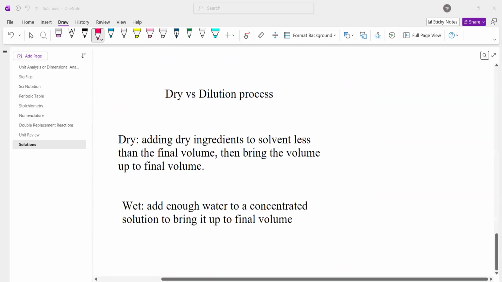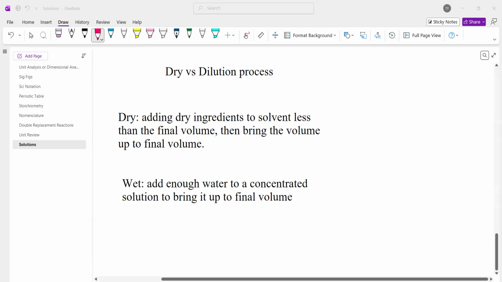All right. So, the dry process, we're adding dry ingredients to solvent less than the final volume. And then we brought it up to final volume after the dry stuff dissolved. The wet one is we're going to add enough water to a concentrated solution to bring it up to final volume. Now, it may seem easier. Well, you overcome that problem of Archimedes' principle where when you add the dry stuff, the volume goes up. We don't have that problem at all with the wet process. Okay, so let's look at a problem.